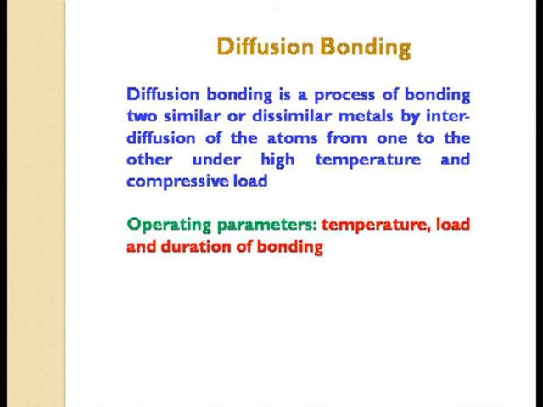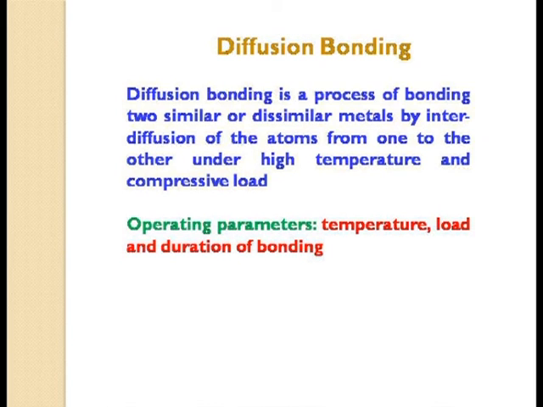Fabrication means diffusion bonding is the process. This is the process I am using. Diffusion bonding is a process of bonding two similar or dissimilar metals by interdiffusion of atoms from one to the other under high temperature and compressive load. Okay, this I have already discussed.